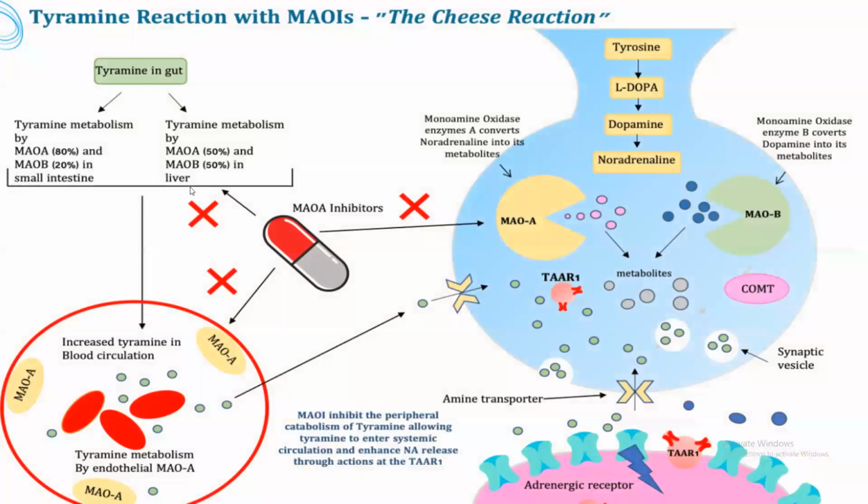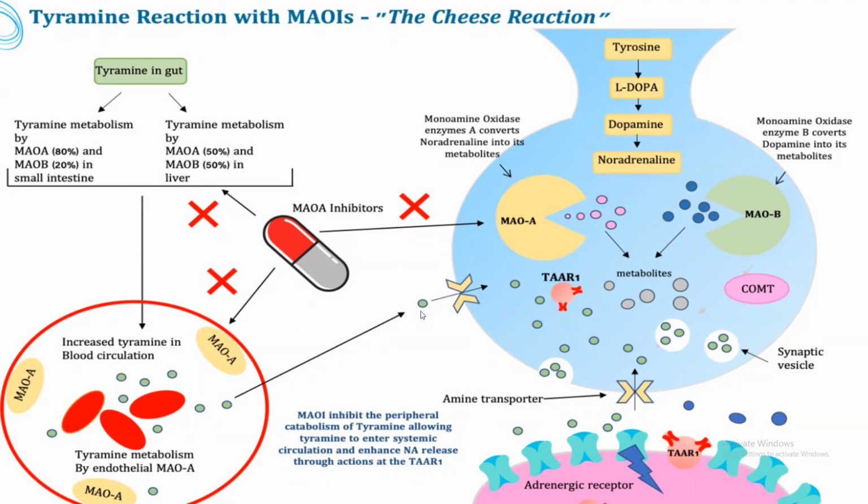So this is how tyramine reacts in the body. Tyramine in the gut is metabolized by MAO-A and MAO-B in the small intestine, and also by A and B in the liver, so it acts in both. When there is increased tyramine in the blood circulation, the tyramine metabolism by the endothelial MAO-A increases. So when we take tyramine-rich food, it increases the MAO-A activity in the body.